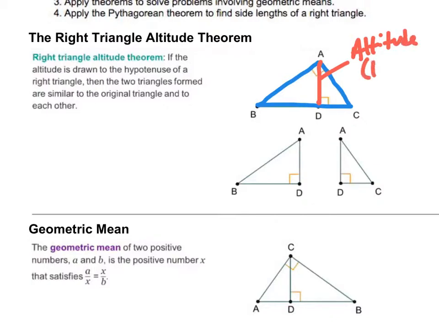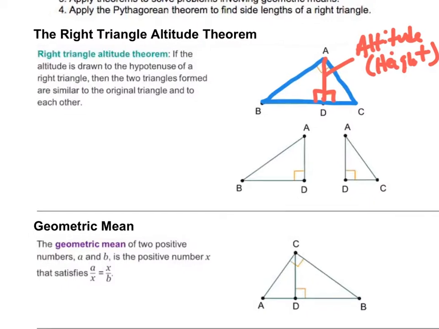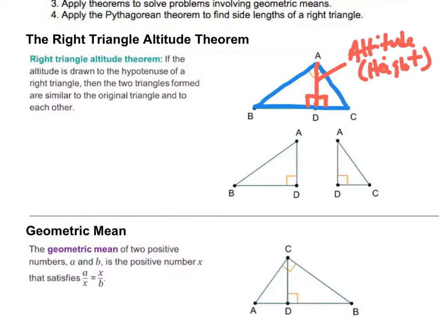Which is another way for us to say height. But the unique thing about the altitude is that it creates a right angle with the base length of that triangle. So if we draw in that altitude, we then get two smaller triangles. I get this triangle here, I'm going to call this one, I got this small triangle here, and then I have another small triangle here.